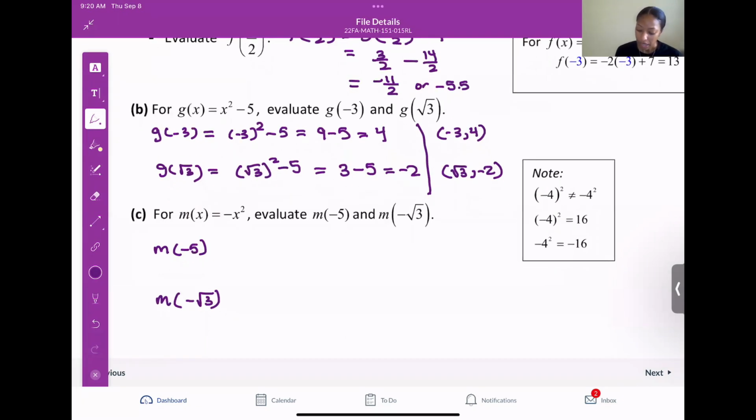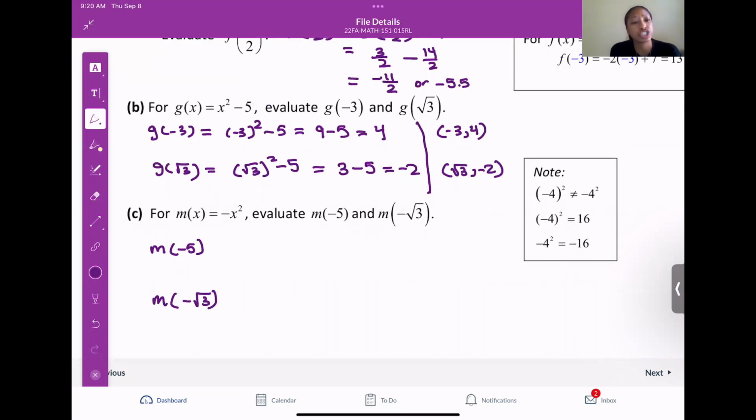All right. And then for part B, okay, here our function is -x squared. So you square x and then you negate it. Okay, so your answers are going to be negative here. All right. For m of -5, be careful here. This is negative, parentheses, -5 squared. -5 squared on its own is positive 25, but then we have another negative out front. So the answer here ends up being -25. And we get the ordered pair, -5, comma, -25.